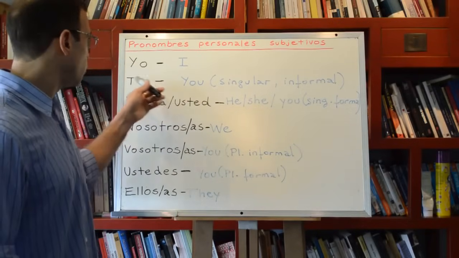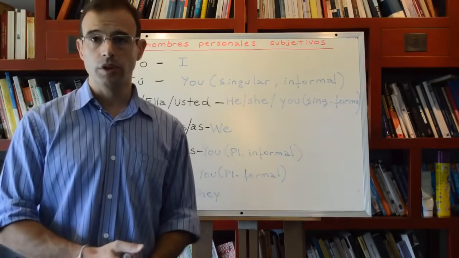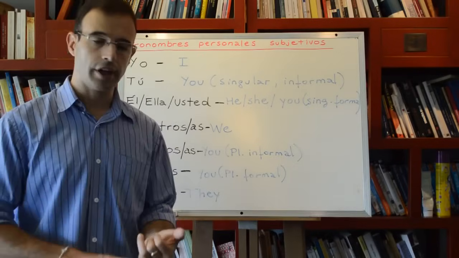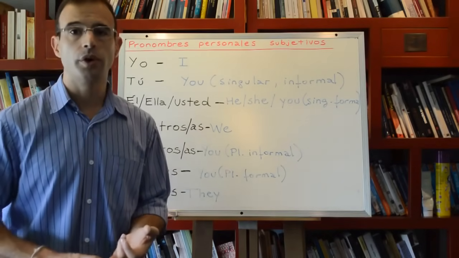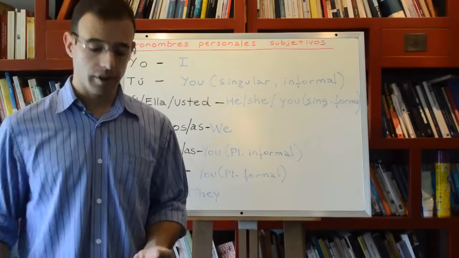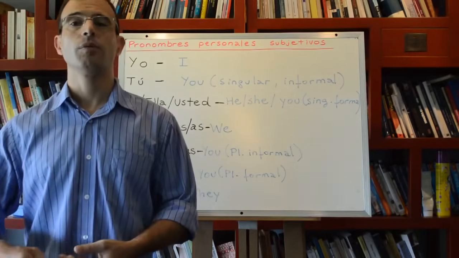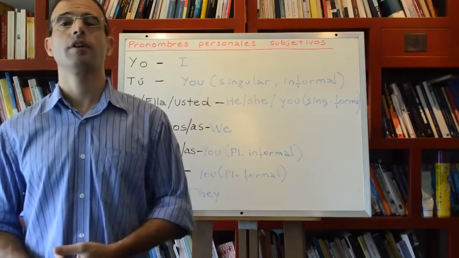So, tú is informal and we would use it most of the times with friends, with co-workers that we are well acquainted with, relatives, with children, right?